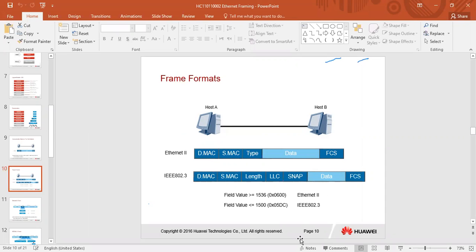As I said, what will be the length of any frame? Okay, how does the computer identify whether it is an Ethernet 2 frame or an IEEE 802.3 frame? If the field value, meaning your data length, is greater than or equal to 1536, then the frame type is Ethernet 2 framing. If the data length is less than or equal to 1500, then the network identifies that the framing type is IEEE 802.3 framing.